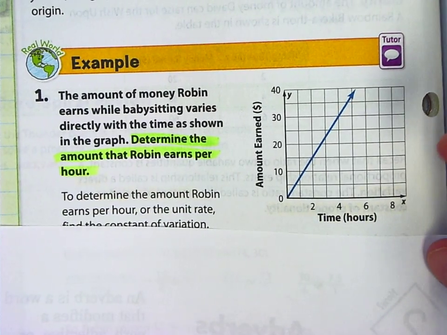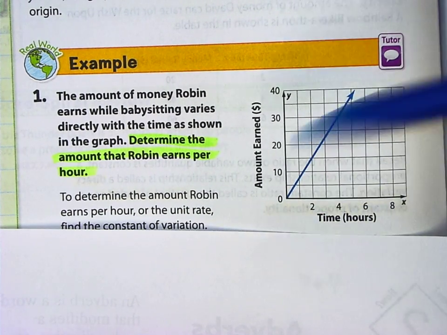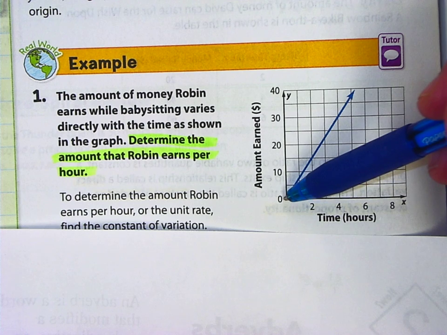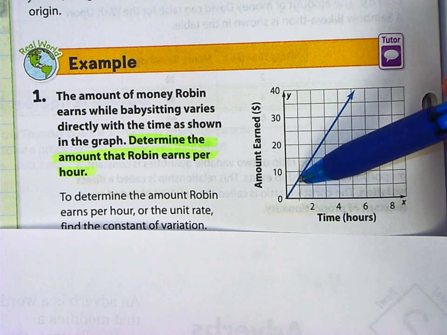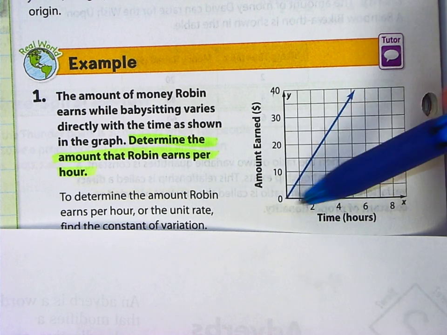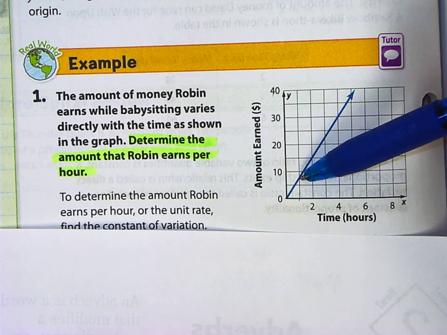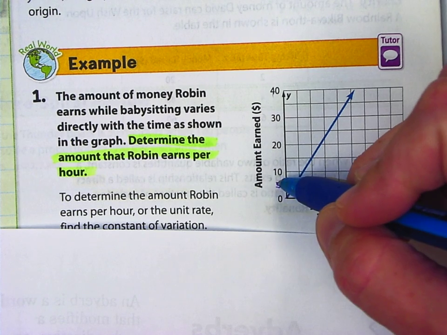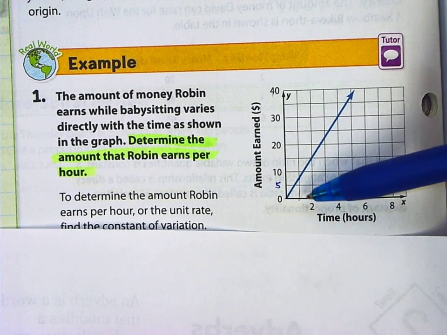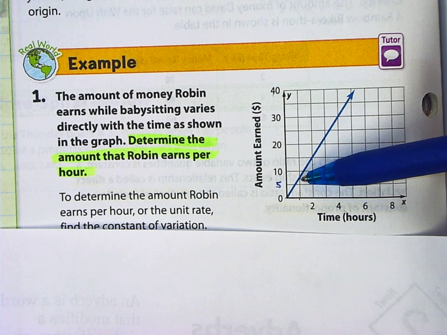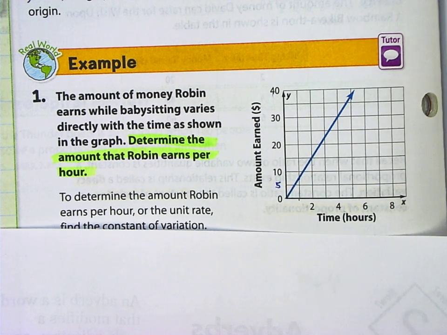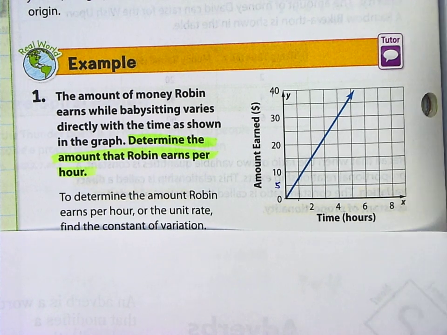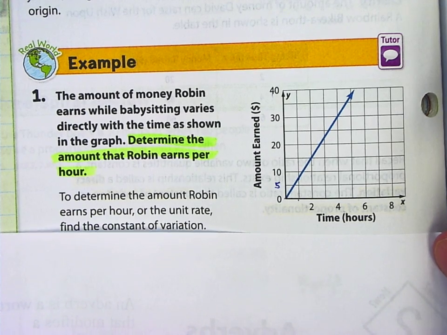So one way to do this is to come over to the graph and find where 1 hour is, and then follow it up to where the line crosses, because this is how much she earns. So in 1 hour, she earns between $5 and $10, because this would be 5 here if this is 10. But we don't know exactly how much she earns per hour by looking at this line. So what we're going to do is find points on this line and find the unit rate, or the constant of variation.